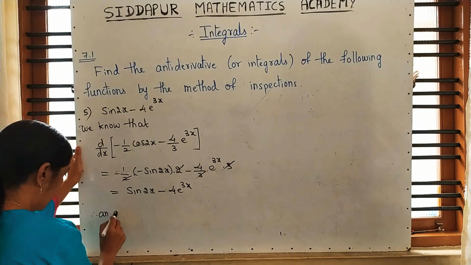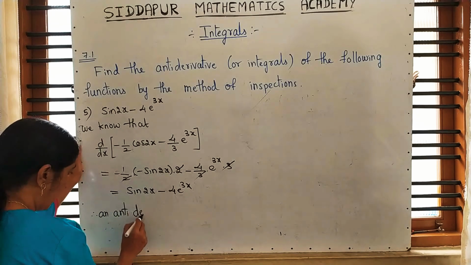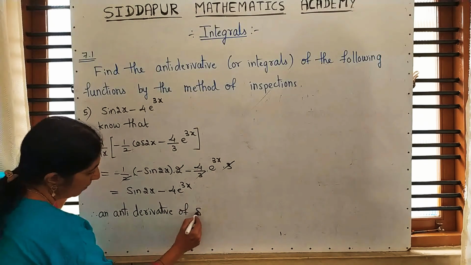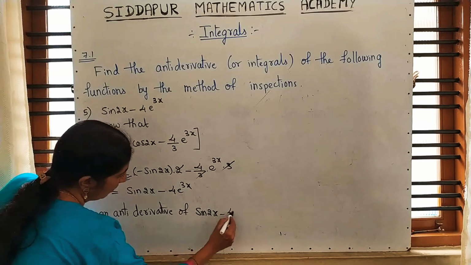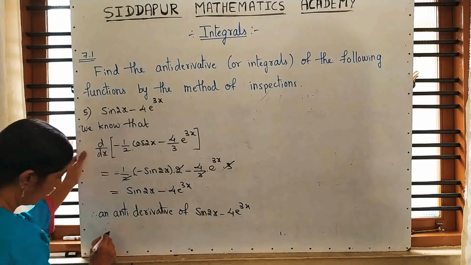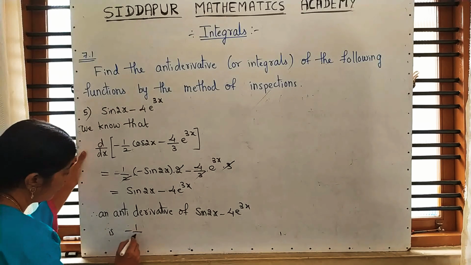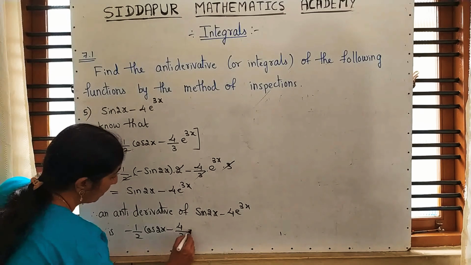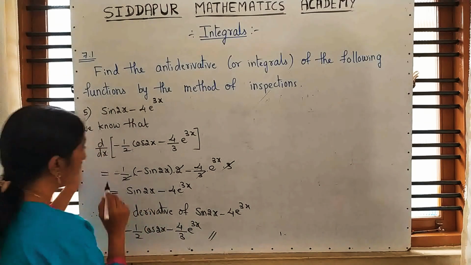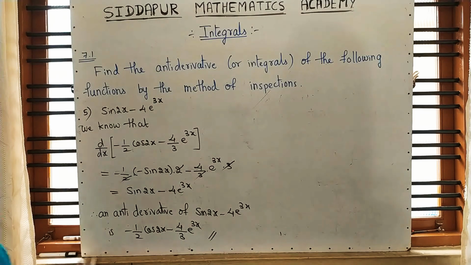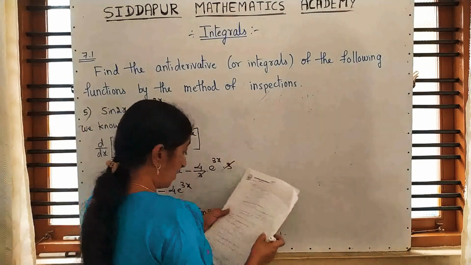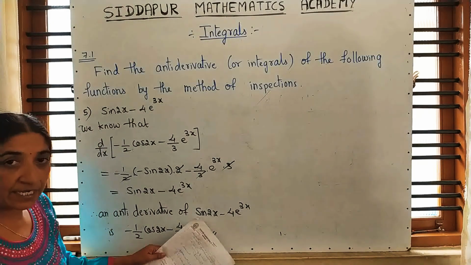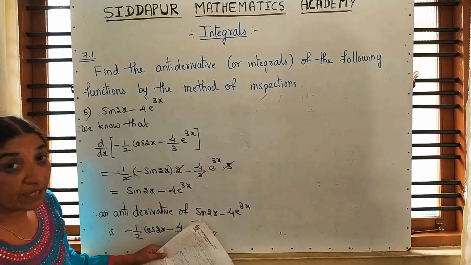Therefore, an antiderivative of sin 2x minus 4 into e raised to 3x is minus 1/2 cos 2x minus 4/3 e raised to 3x. I explained with the explanation. Already we are familiar. Now these are the examples in 7.1. Only 5 examples to find the antiderivative with the help of the inspection method.